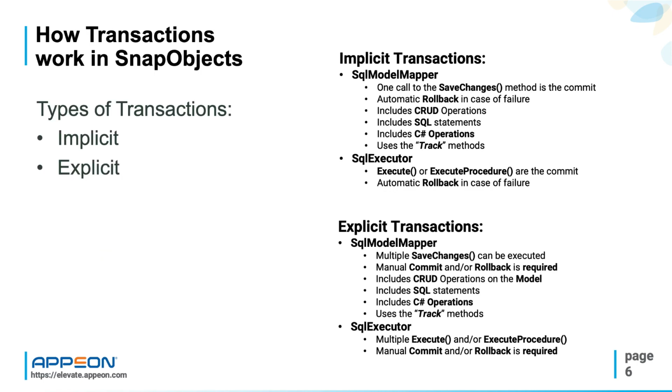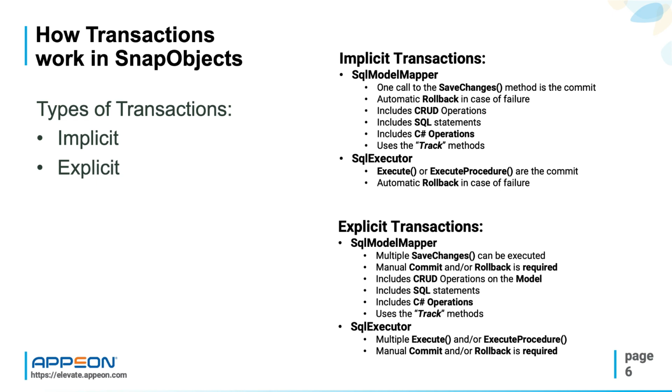Let's now begin with how transactions work in SnapObjects. Now, there are two types of transactions in SnapObjects. Those are implicit and explicit transactions. The implicit transactions are done automatically by the data context object, which we'll see in a moment. They generally require only one call to the transaction object's SaveChanges method.